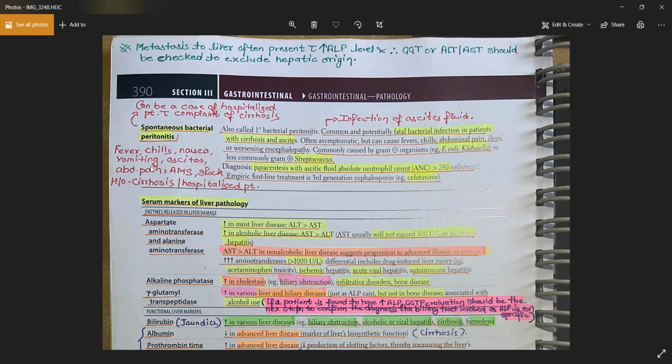And the patient must have a history of cirrhosis, and the patient must be a hospitalized patient. It is a very important thing. It is a hospital acquired infection. A hospital acquired infection of the ascitic fluid, I must say, right?